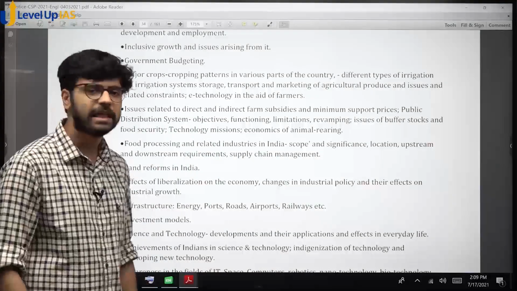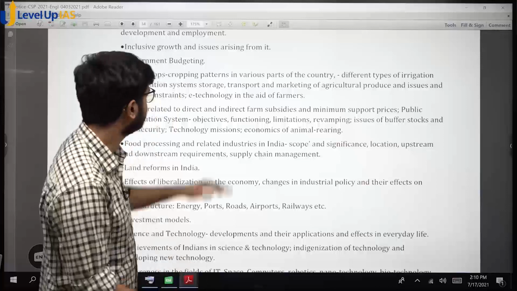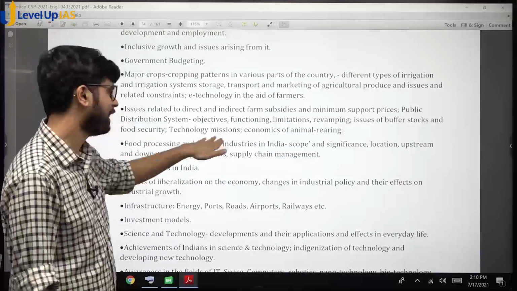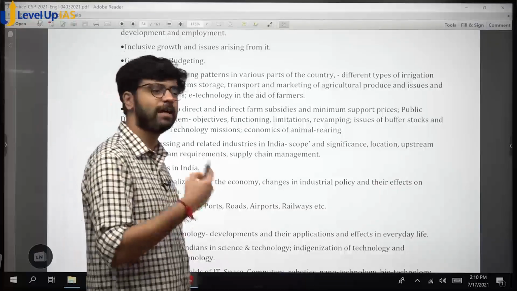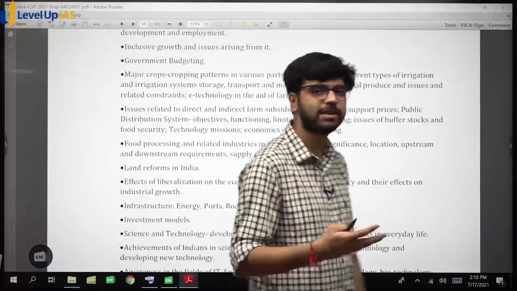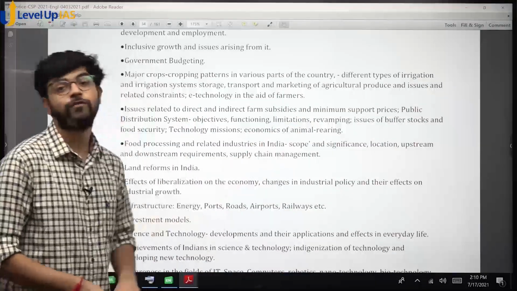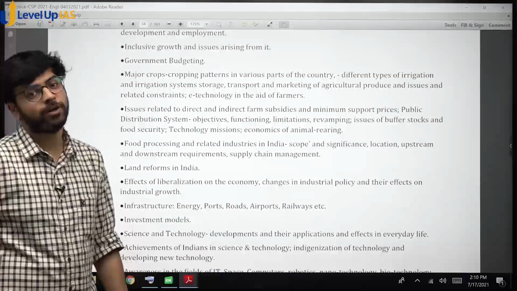Technology missions, it is nothing but technology. See, here it was e-technology in that of farmers. Here it is government use of technology. That is known as technology missions. It is a very polished word, technology missions. It is nothing but technology which the government uses. And finally, very different point but very important point.